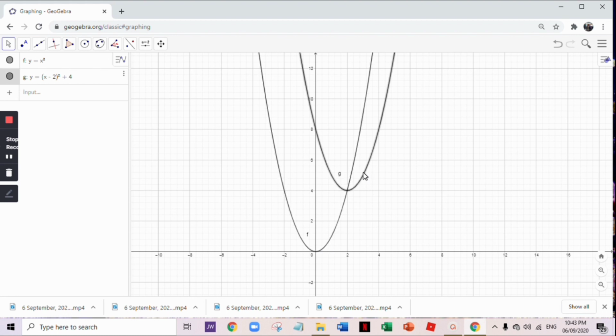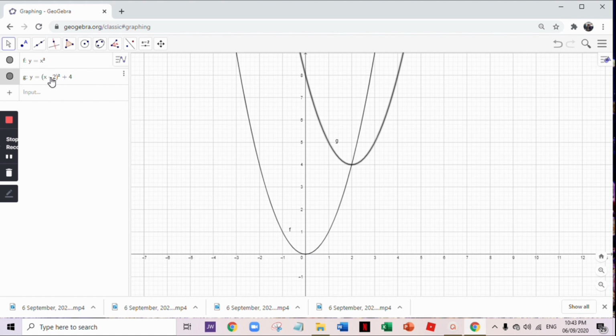Anong mapapansin nyo sa graph natin? Nag-move yung graph natin ng dalawa to the right. Then, nag-move ng 4 na units upward. Kasi ang ating k ay positive 4. Kaya upward. Again, from the graph of x squared, nag-move tayo ng 2 units to the right, then 4 units upward. Dahil nga sa k natin na positive 4. Di ba? Nakita na natin yung galaw ng graph natin as h and k changes.